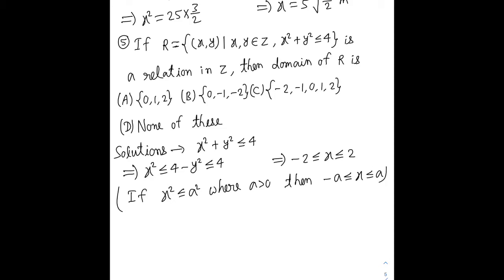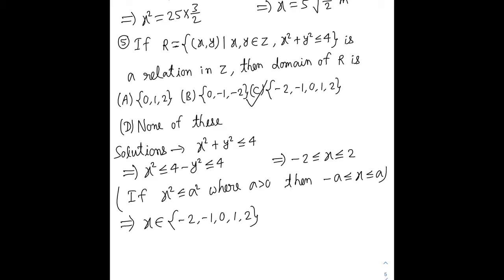Okay guys, now between minus 2 and 2, and xy is integer, so what are the integral values between minus 2 and 2? So you can write all integral values between minus 2 to 2. So it will be minus 2, minus 1, 0, 1 and 2, which is present in option number C. So that is the answer.